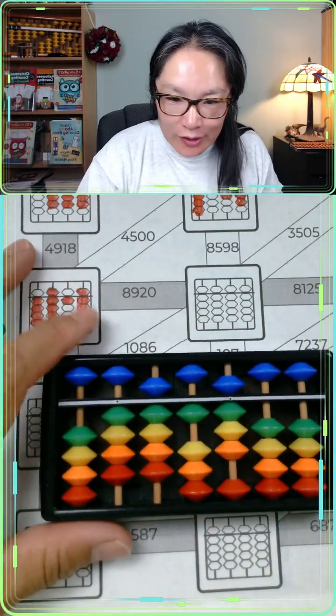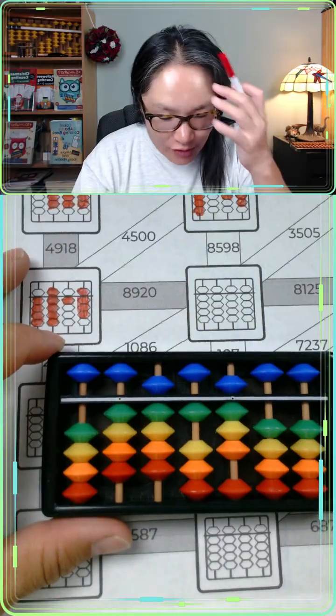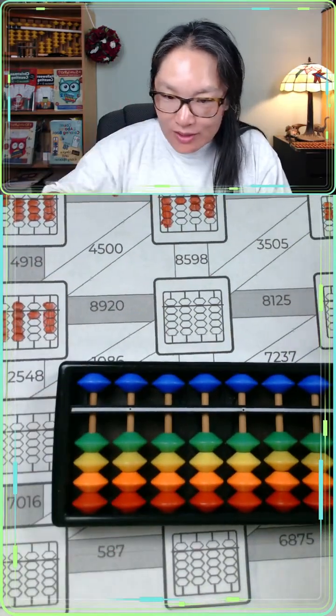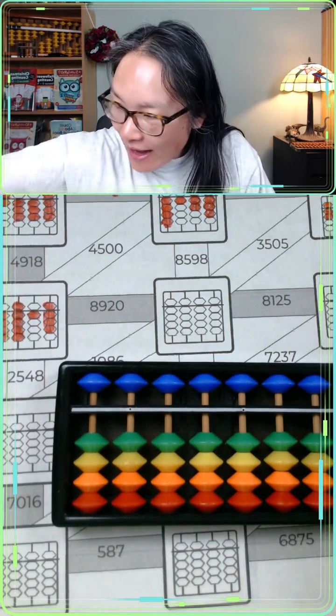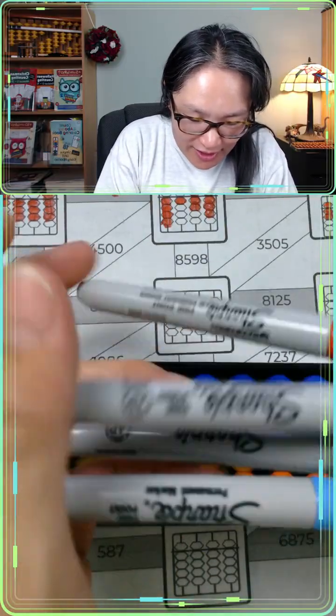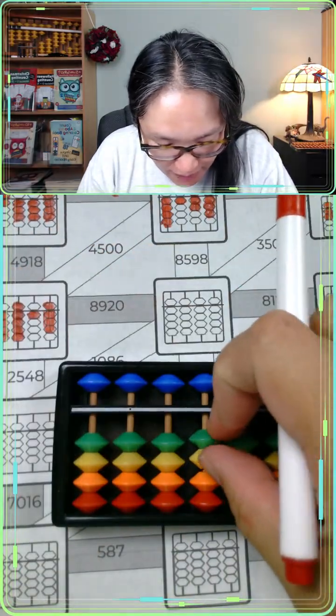We are learning how to read the abacus. We're going to visualize our numbers. If you're ever wondering what it means to visualize our numbers, if I have 4 pens, the 4 pens is not visualizing numbers. What we're going to do is visualize numbers.